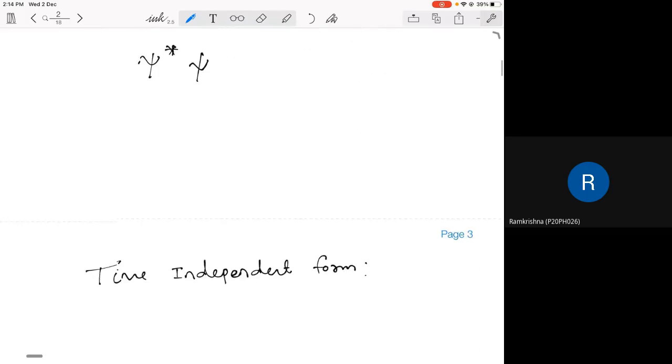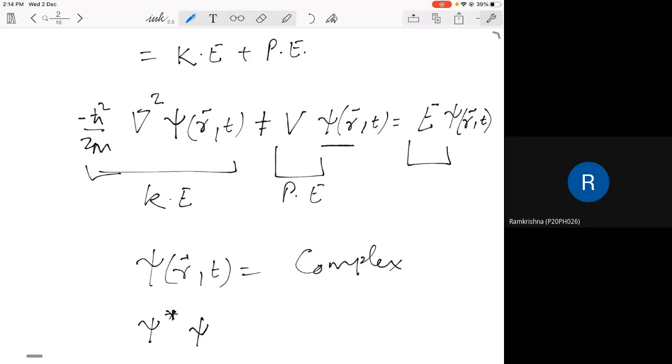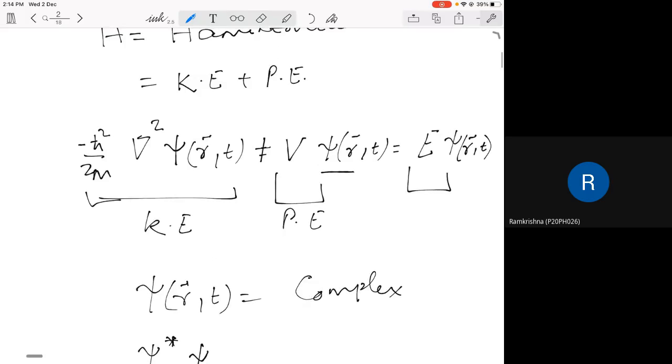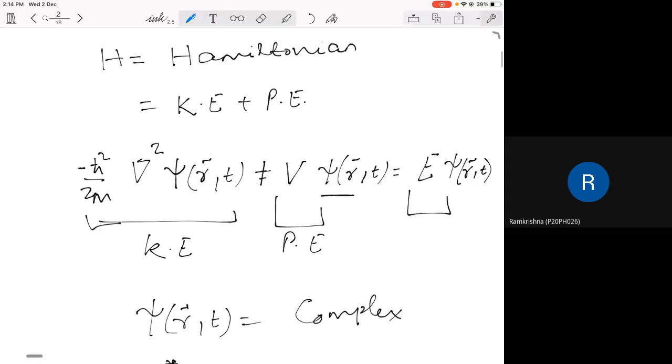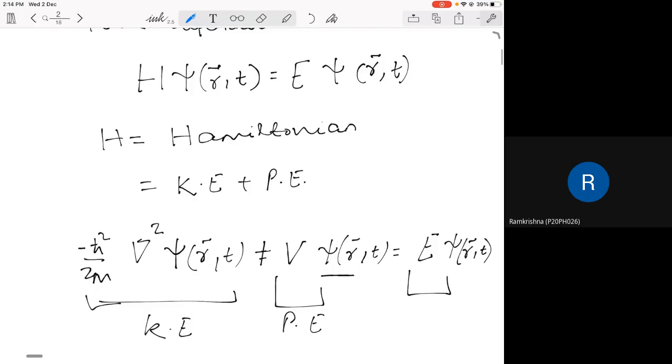Now we can also write it down. In fact, this E that we write here is not actually the time dependent form. You normally don't write E psi as a time dependent form. What you write is i h cross del psi by del t. So this is your time dependent Schrodinger equation normally. You don't write E directly like it is.